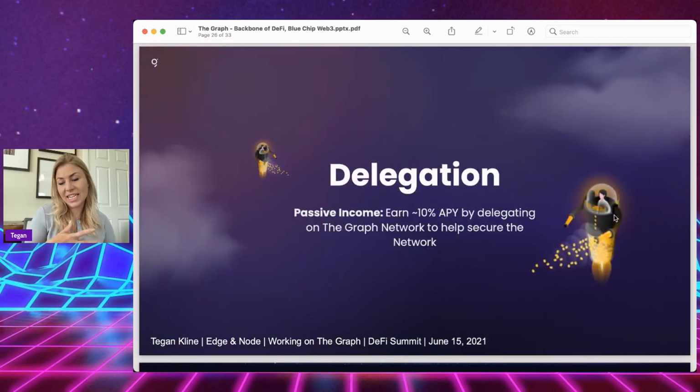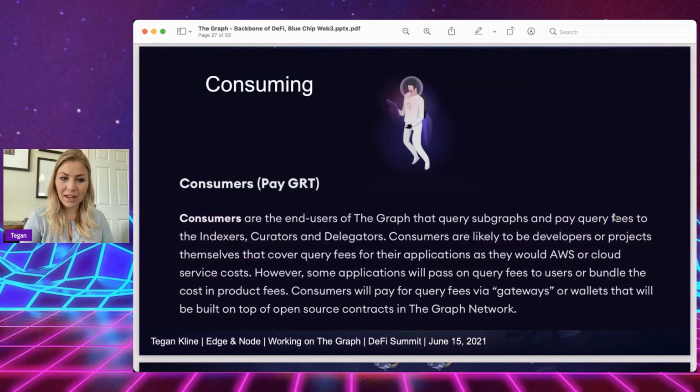Another piece in the Graph network is that delegators actually can't be slashed. So your delegated stake is not at risk. Indexers can be slashed, so that's an important thing to note. If you are an indexer on the Graph network, you need to ensure that you are behaving to avoid being slashed. And delegation right now on the Graph network, you can earn around 10% depending on which indexer you choose, and that's APY.